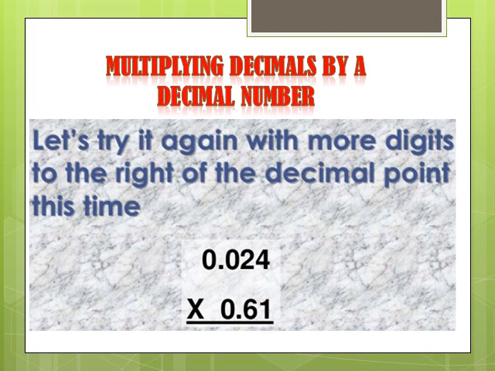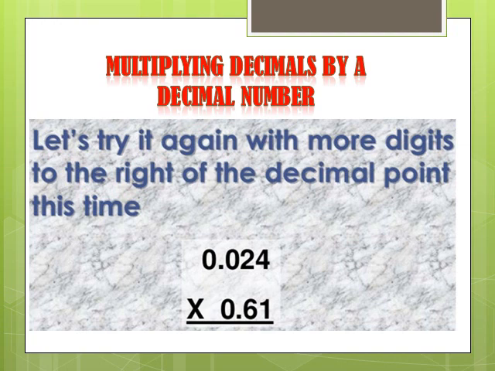Multiplication of decimals by a decimal number. In this, solve this question yourself. The method is the same, students. Ignore the decimal point and multiply as if they are whole numbers. Then count the decimal places and put a decimal point in the product after counting the decimal places. Like, multiply 24 and 61.